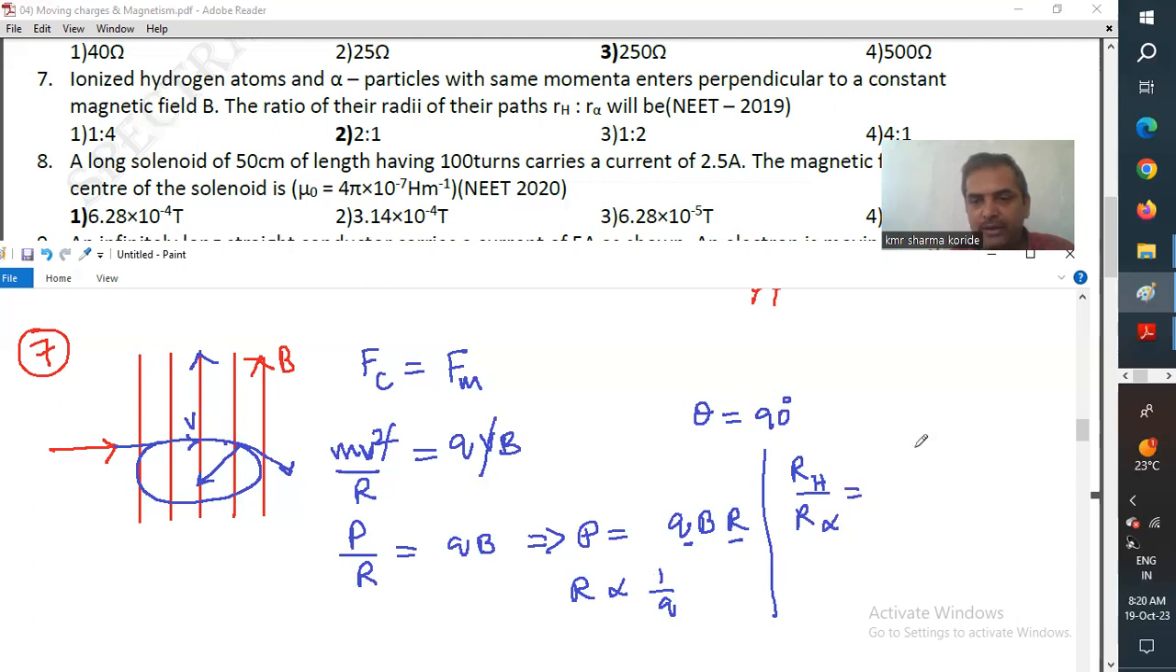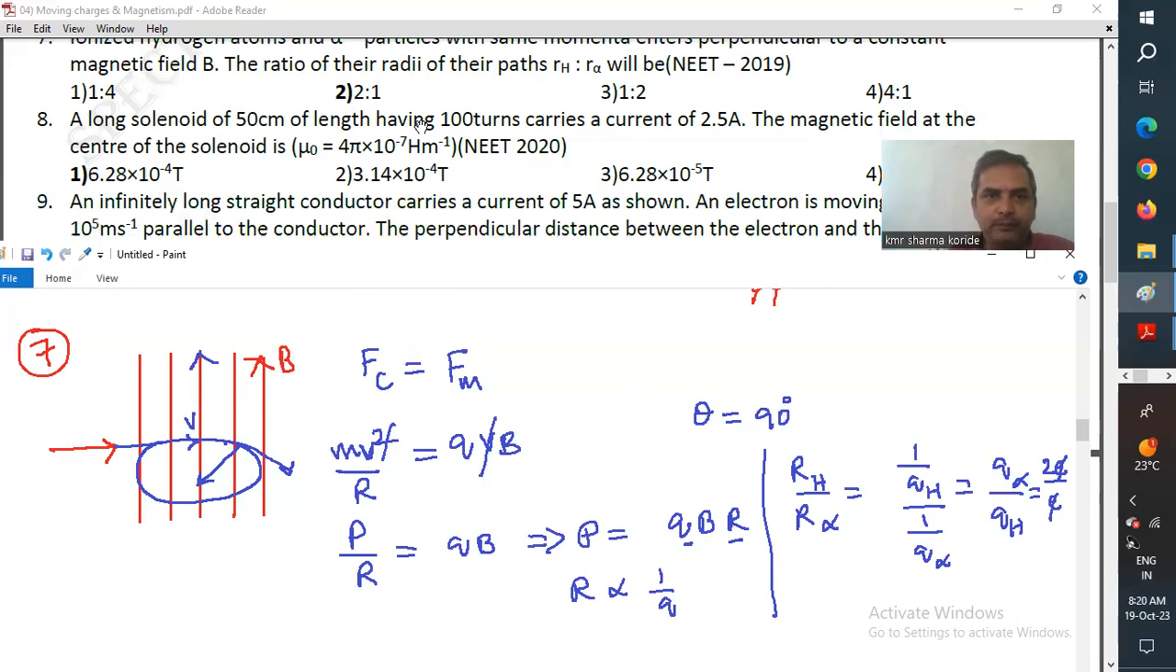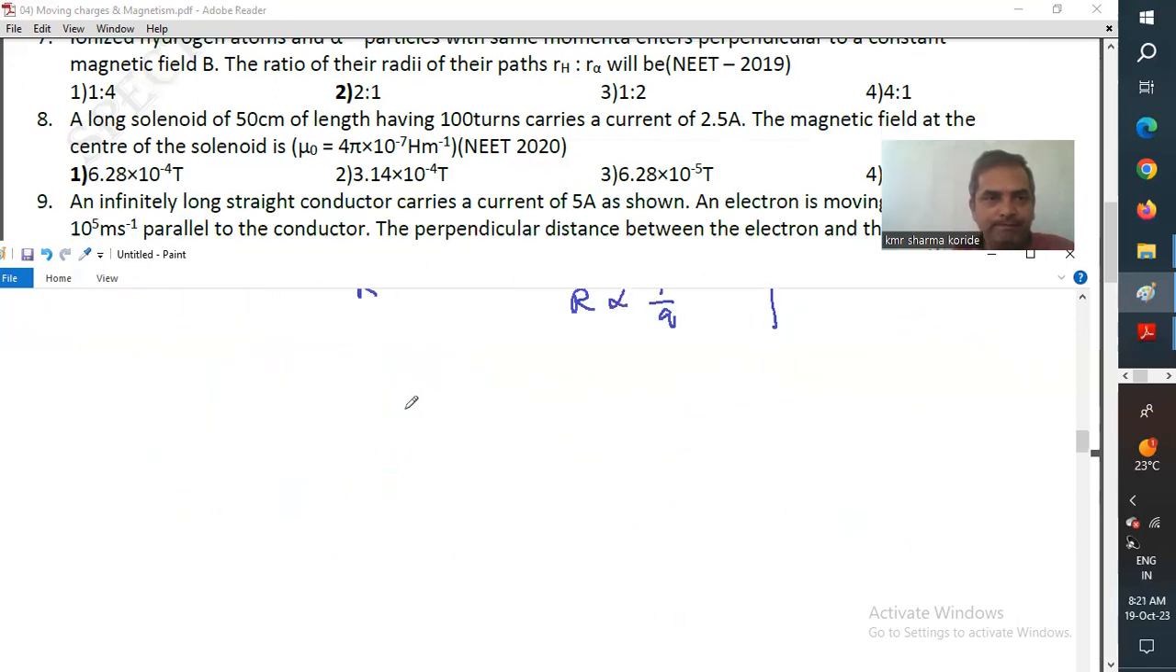So 1 by charge means what? This is the charge of the hydrogen, and 1 by the charge of the alpha particle. So therefore, the charge of the alpha particle divided by the charge of the hydrogen. The alpha particle in general has 2 positive charges, 2 electrons, and there is only 1 charge for hydrogen. It cancels. So the answer is 2:1. So moving to the next question.